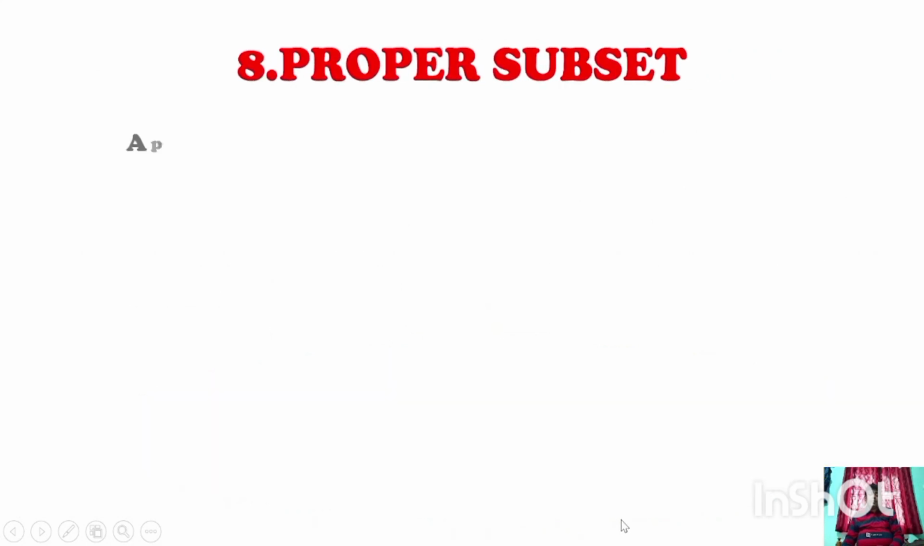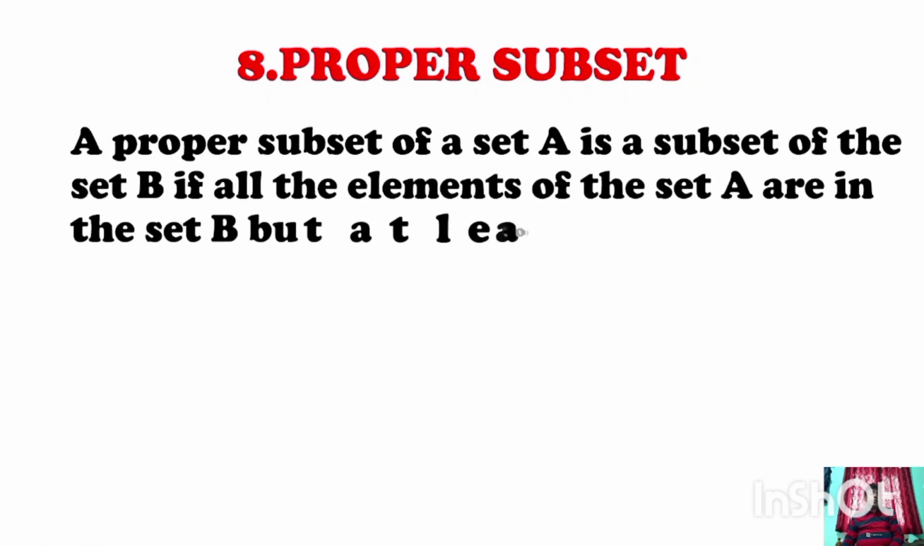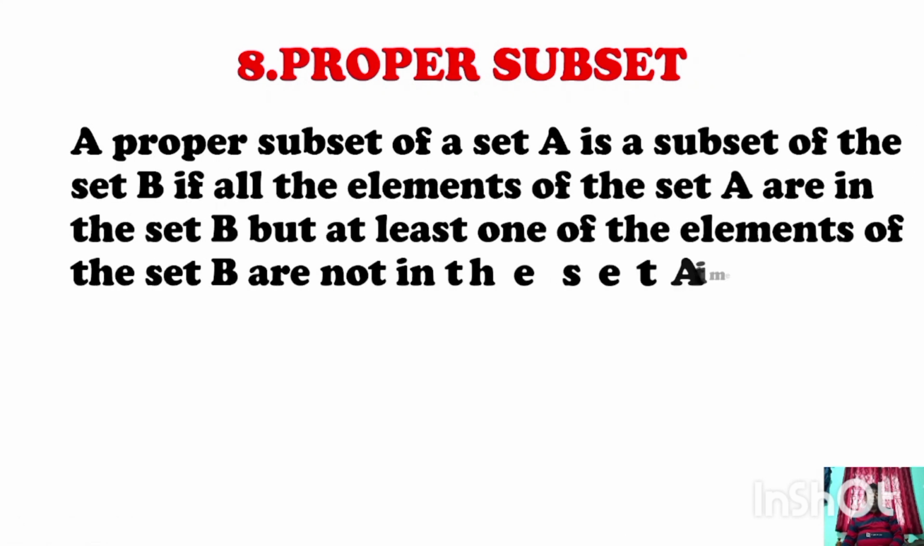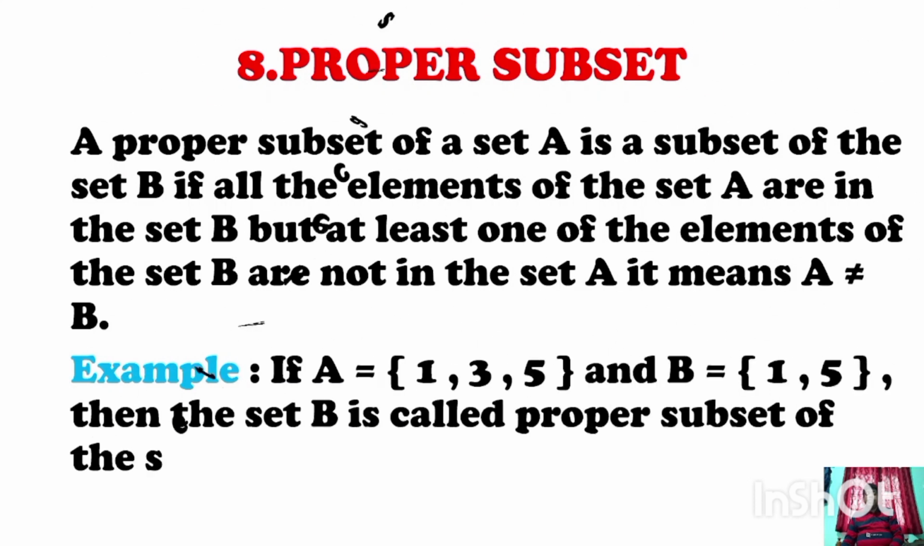Proper subset. Another important component. What is a proper subset? A set A is a proper subset of the set B if all the elements of the set A are in the set B, but at least one of the elements of the set B is not in the set A. It means that A and B are not equal, A is not equal to B. All the elements of A are in B, but at least one element of B is not in the set A. Then you can say A is a proper subset of B.